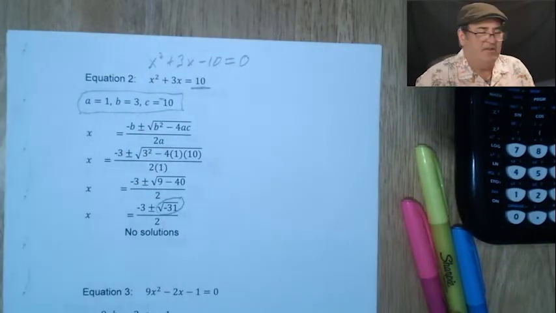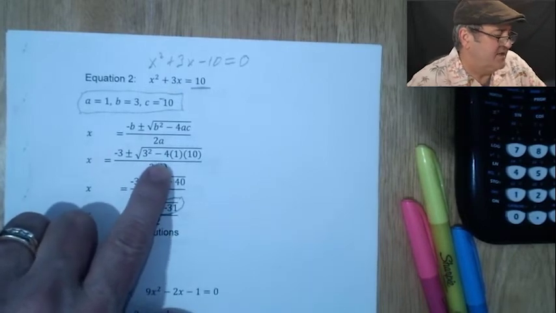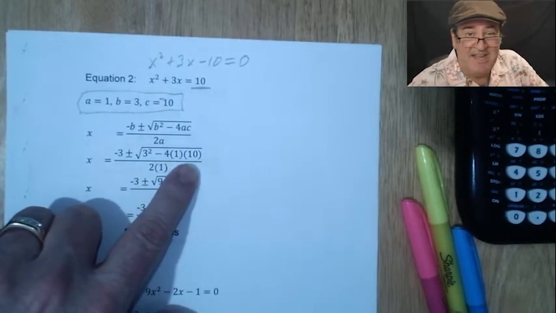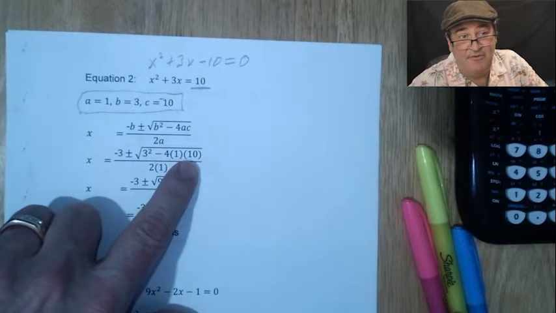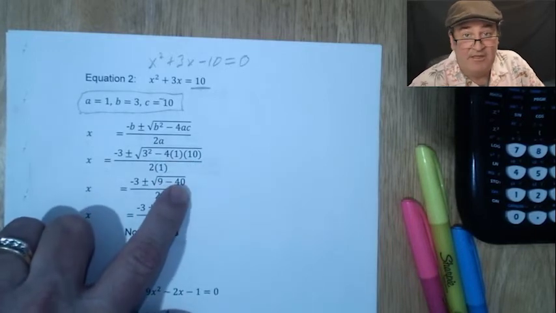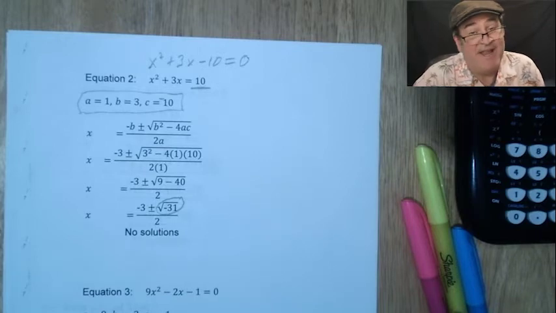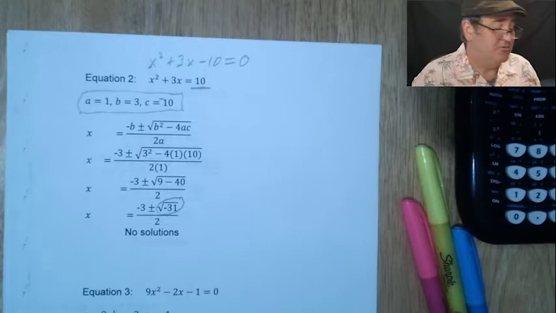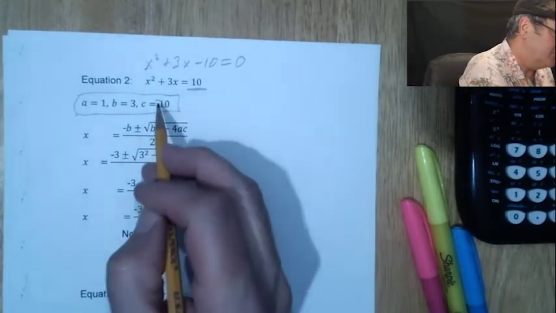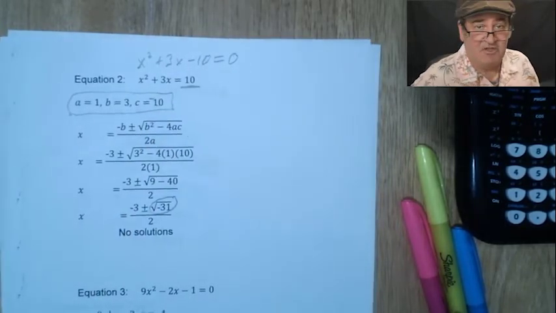And that would change everything, because this would suddenly be 4 times 1 times negative 10, which is negative 40. And when we subtract a negative 40, now we're adding 40. So 9 plus 40, no problem. We can take the square root of 49. We cannot take the square root of negative 31. So that's where the issue is. All right. The problem was right there at the beginning.